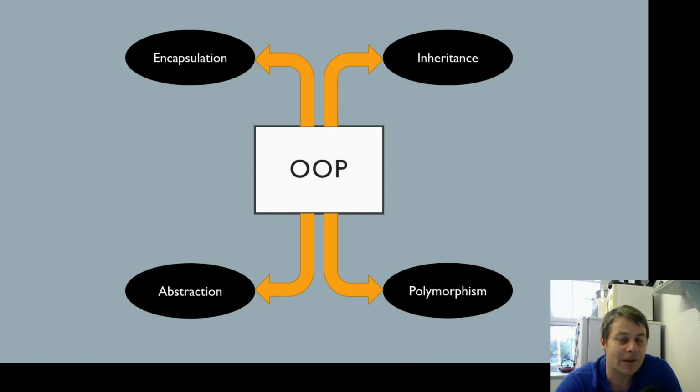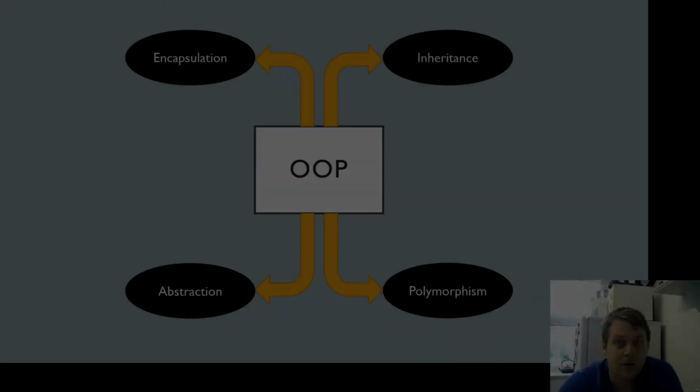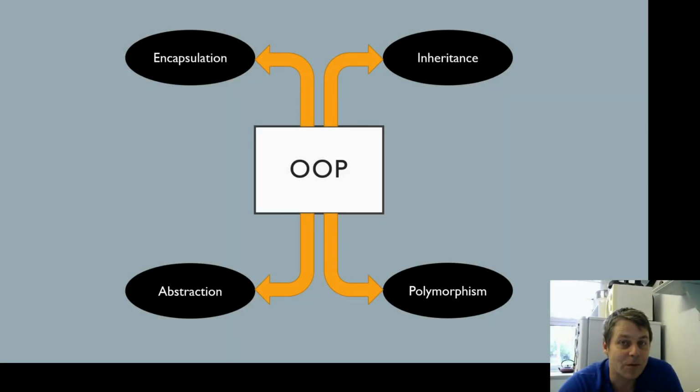So in this video I'm going to explain what object-oriented programming is, and we'll look at some real examples in Java. So far in this series of videos we've been looking at the syntax and structure of Java programs, but what really makes Java special is it's an object-oriented programming language. Let's have a look at what that means.